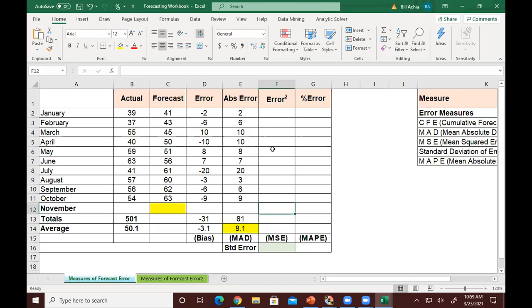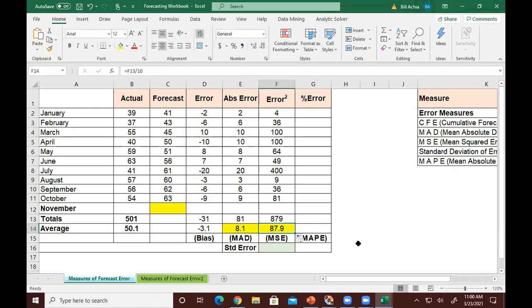The next calculation we have here is the mean squared error. So we take the error values here and square them, raised to the second power. And I'll do the exact same thing down here, just get the averages for each. In this case, my mean squared error value is 87.9.